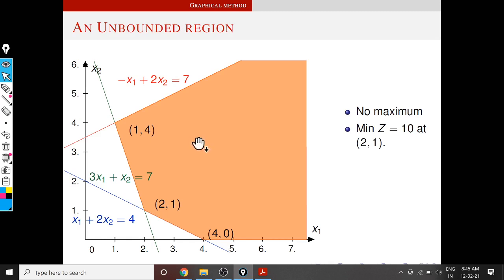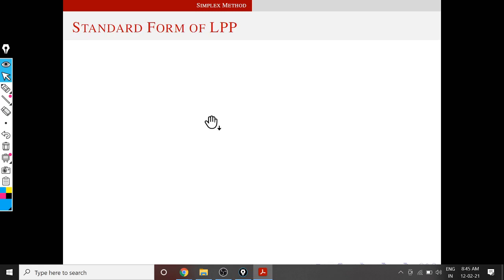We can't apply the graphical method. So for that we will develop a general method, that is called Simplex method. So using Simplex method, you can solve any general LPP. Whatever be the number of variables, you can solve the general LPP using Simplex method.